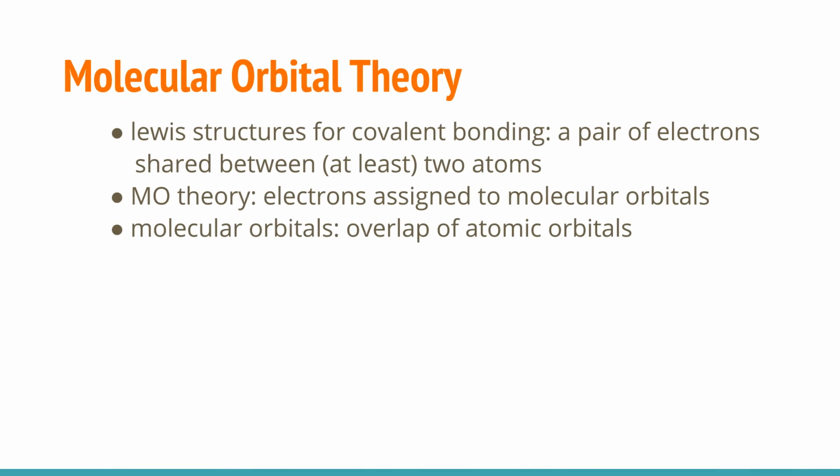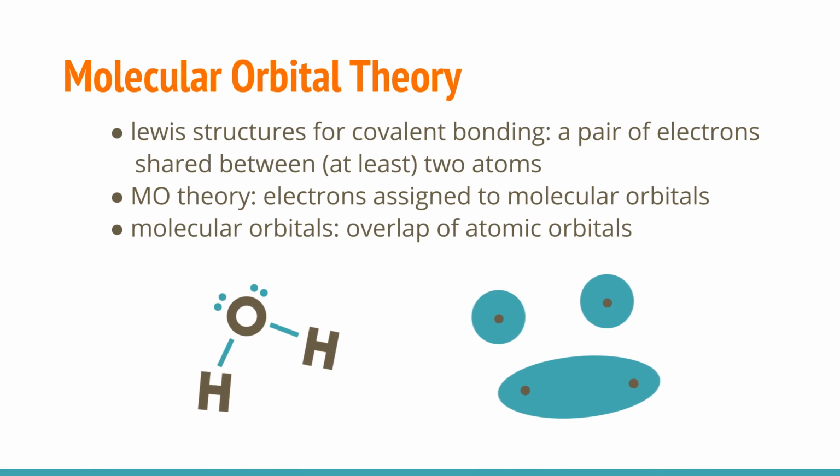So far, we've used Lewis structures to represent covalent bonding. Here, a chemical bond is described by a pair of electrons shared between two atoms. The molecular orbital theory looks at bonding slightly differently. Instead of electrons being shared between two atoms, those electrons are instead assigned to molecular orbitals, which are formed by the overlap of atomic orbitals.